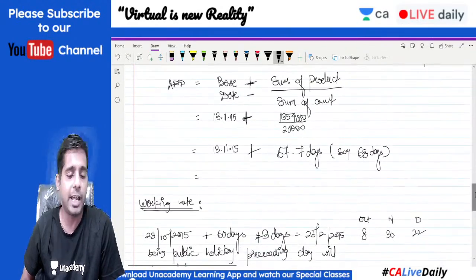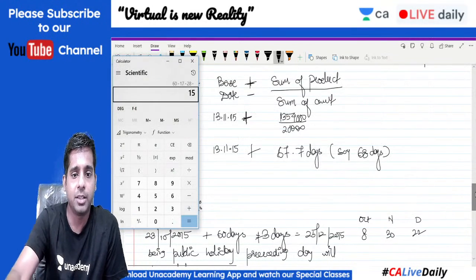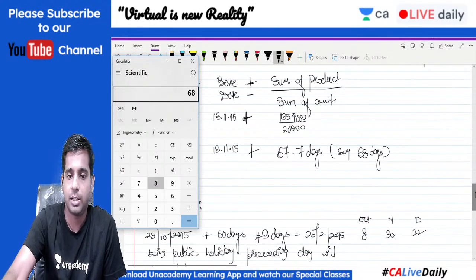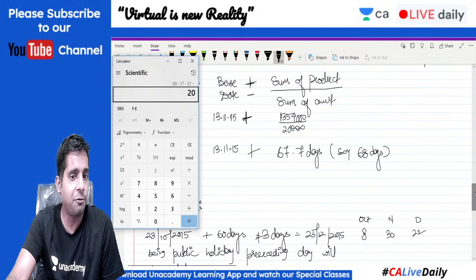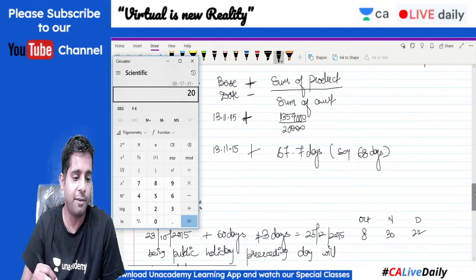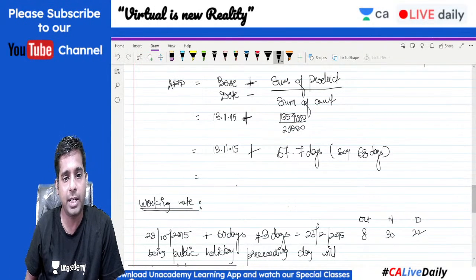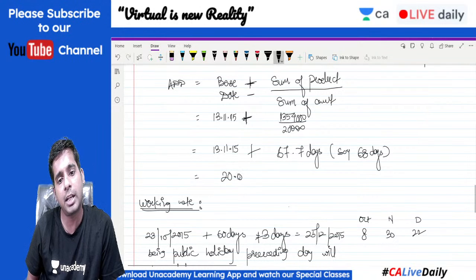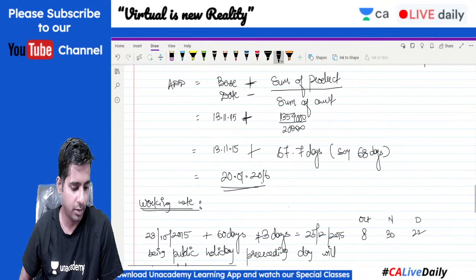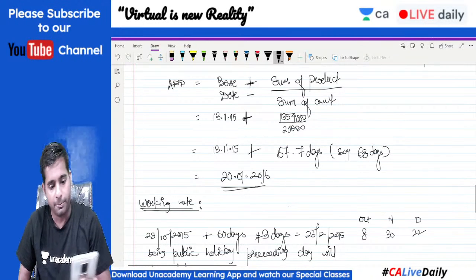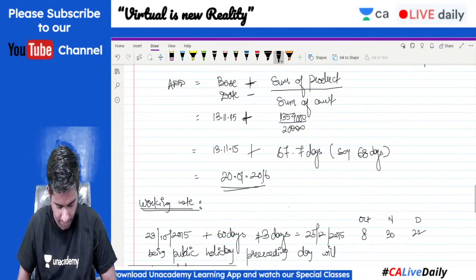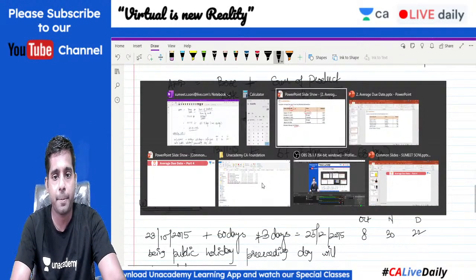Otherwise, if you didn't like this shortcut, you can do it like this also. 68 minus 17 days left in November, 31 days left in December, and 20 days left in January. So you can do it like this also. 20th January 2016 will be the average due date. Okay. Right. Perfect. You guys are doing perfect.